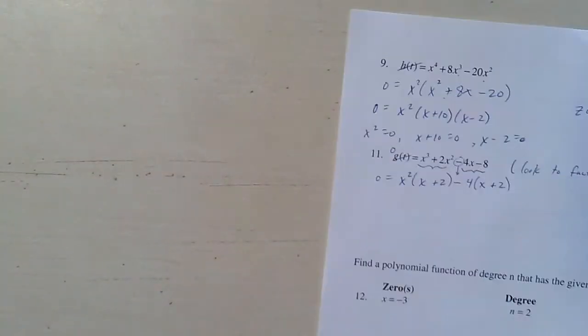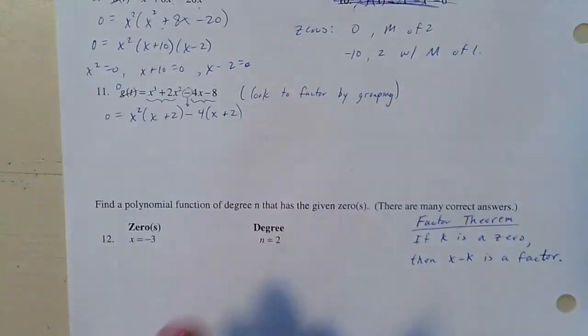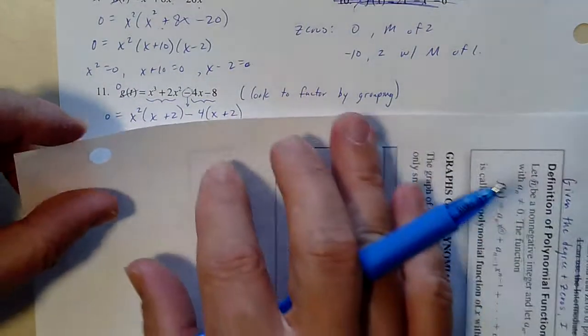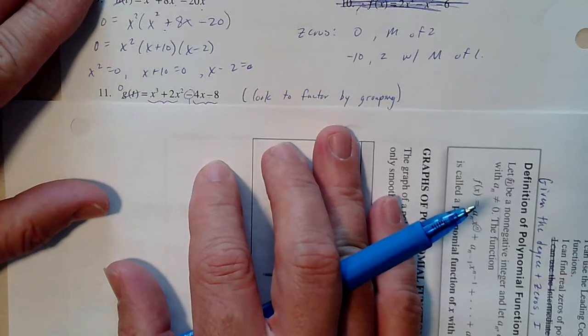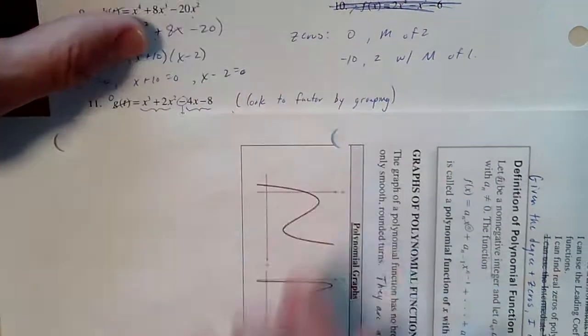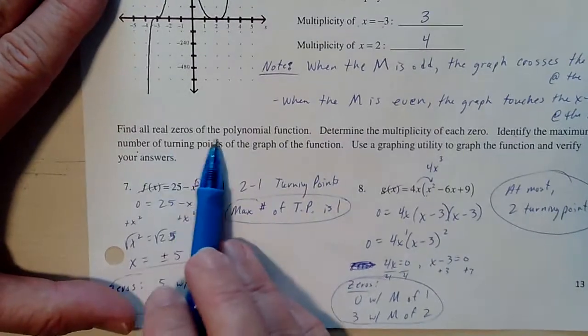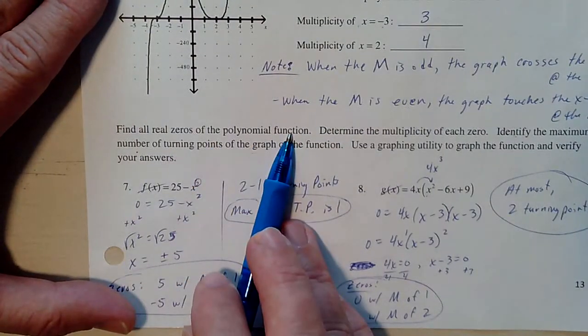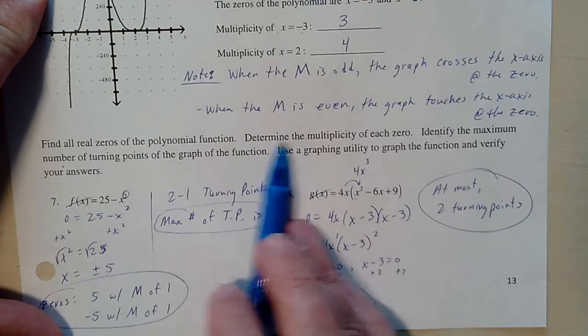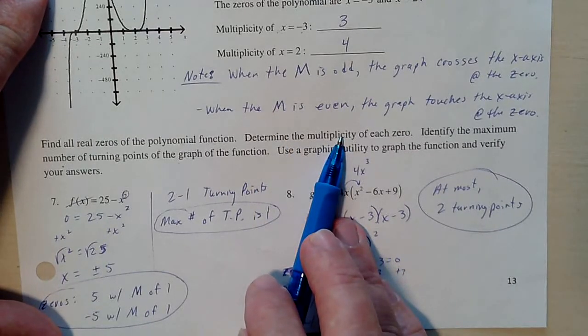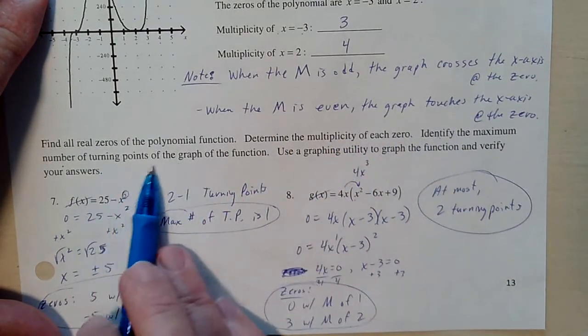This is page 14 of your notes. Example 11, page 14. Why don't you get there right now? Okay. All right, so remember the directions for this problem. Flip over and take a look here. We're going to find all the zeros of the polynomial function first. Once we have the zeros, we're going to have to determine the multiplicity, and we're also going to identify the max number of turning points.